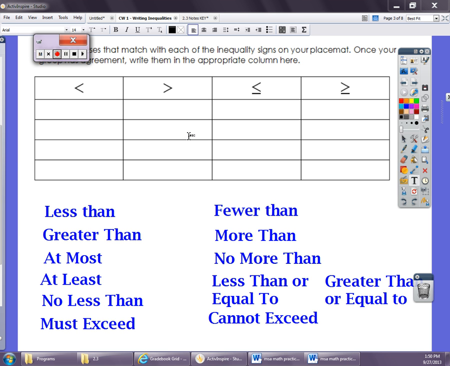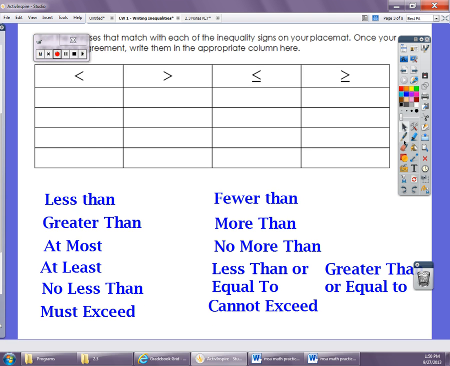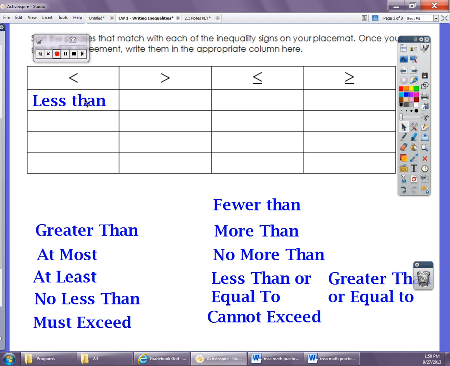Alright, today we're going to be talking about writing inequalities. So we have some phrases here. This first phrase means less than, or it can also mean fewer than. So whenever you see that symbol, that means less than or fewer than. There are a couple words that represent that.